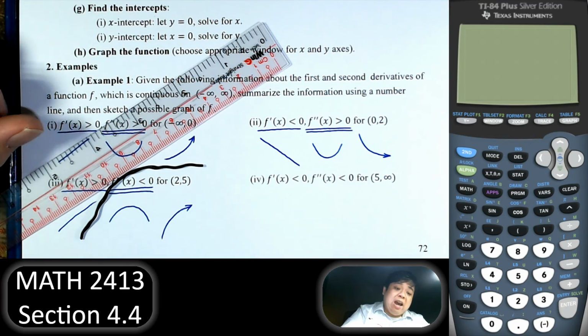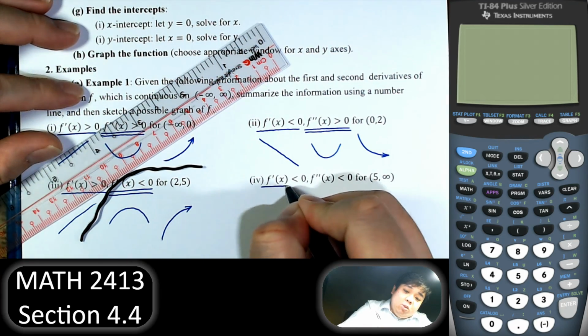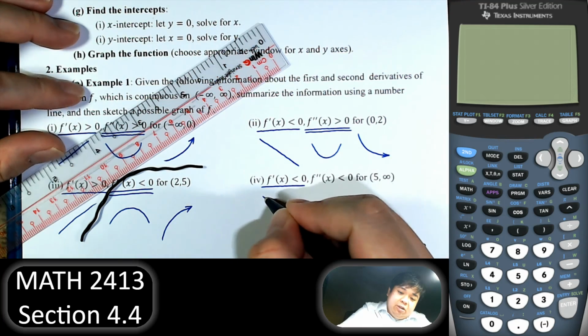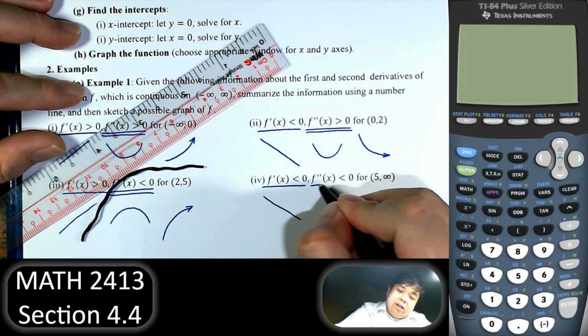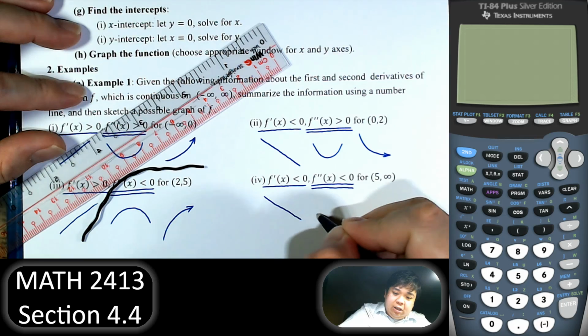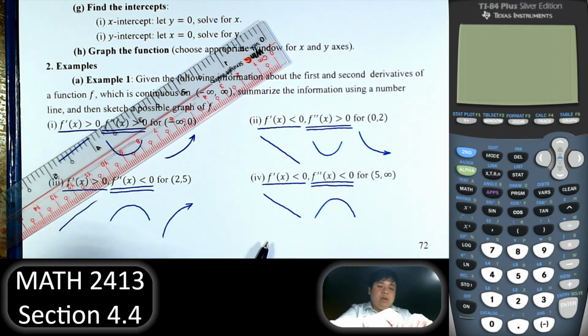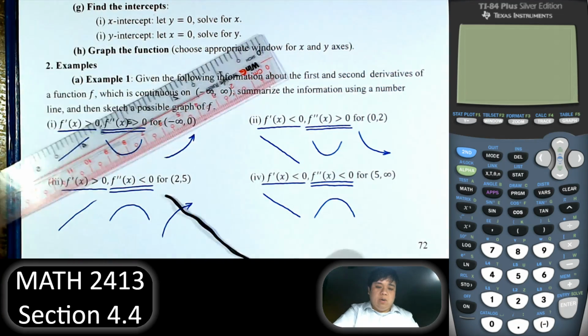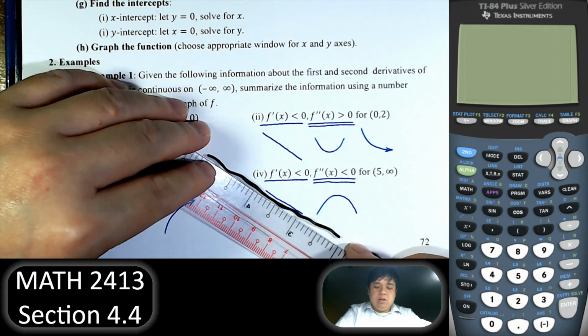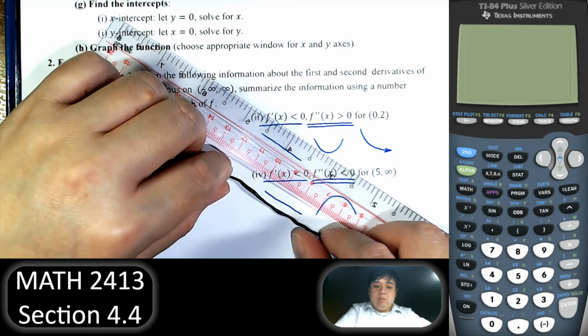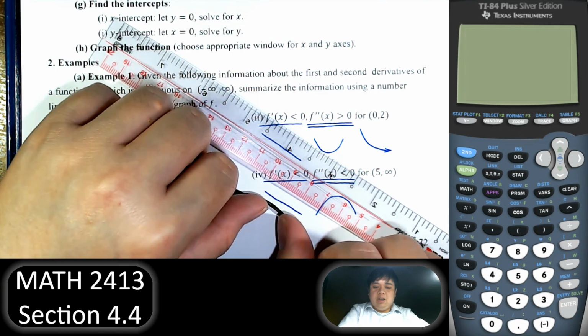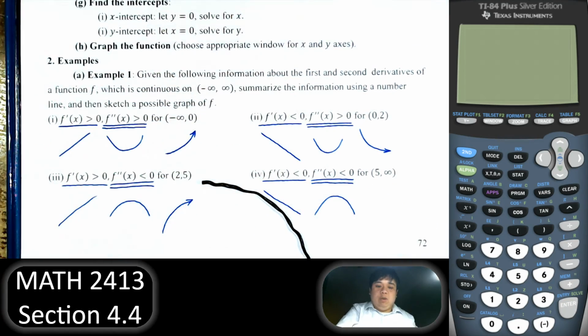Now for this one, the derivative is negative, so that's going down, and the second derivative is negative, so it's concave down. So originally it's going down, and then we have to bend it below the tangent line. So the graph will look like this.